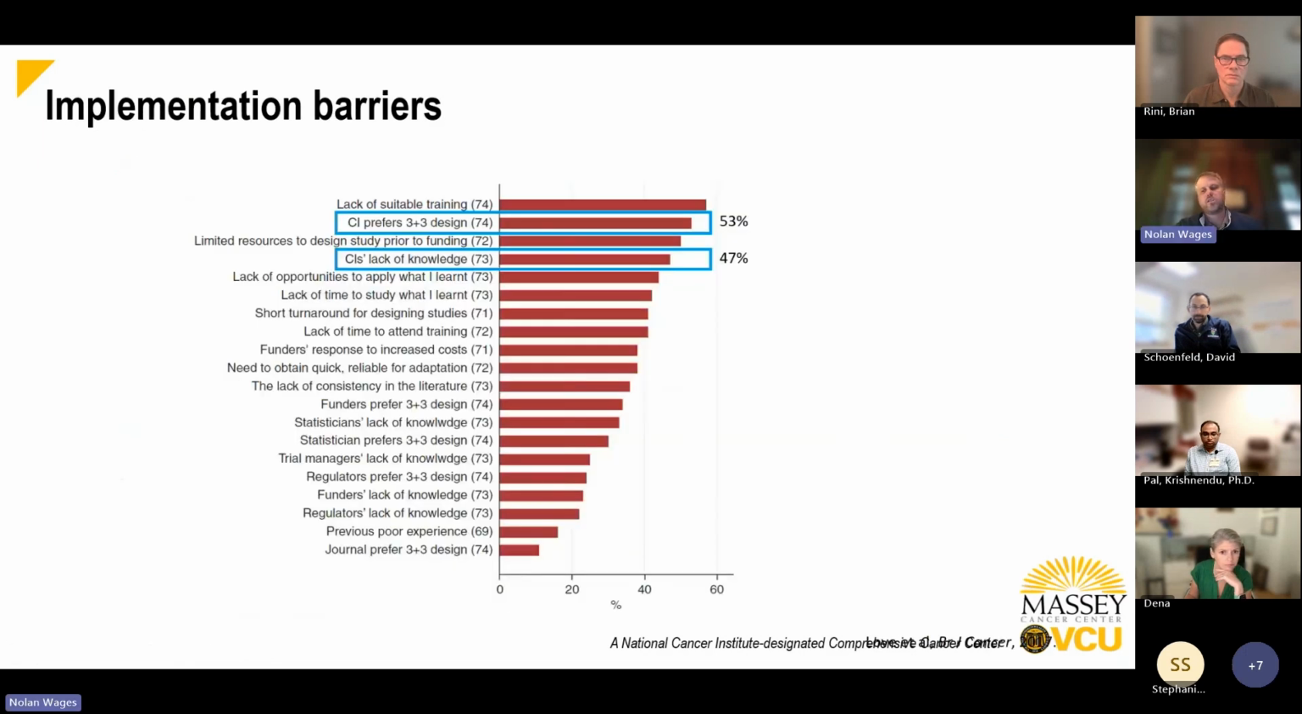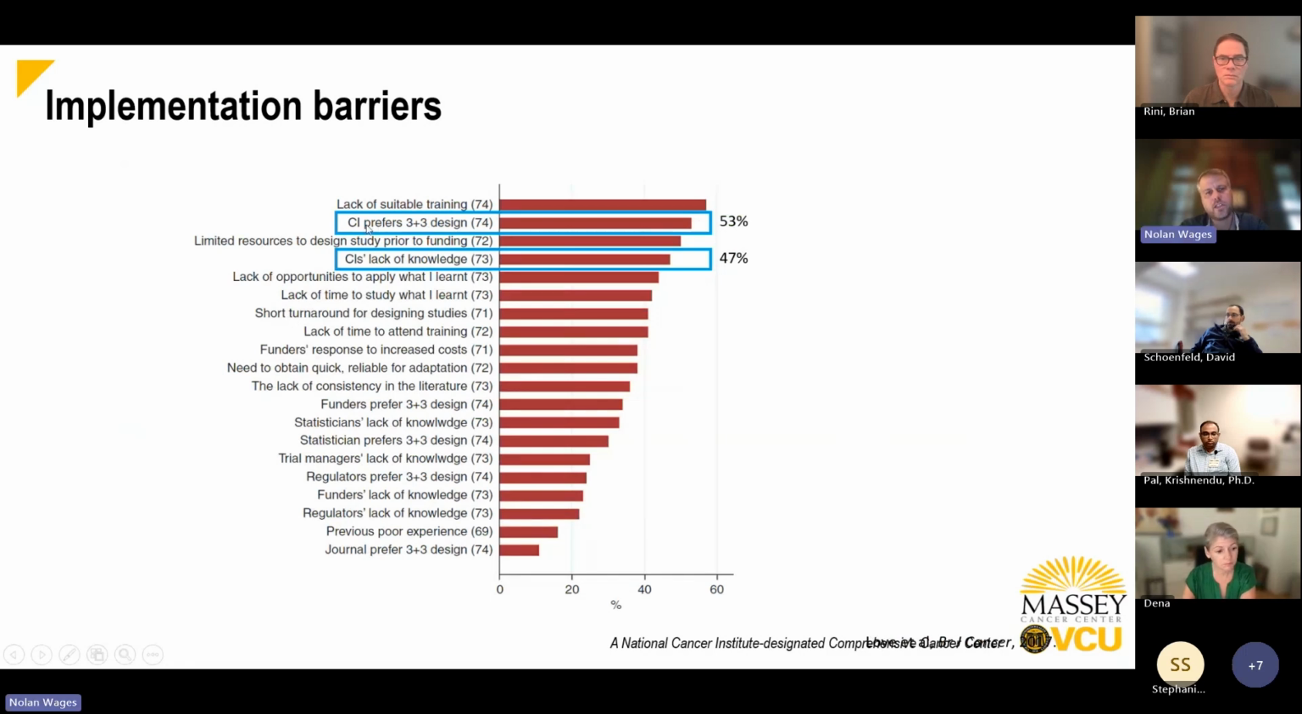Here are some implementation barriers to implementing novel designs. My reference here got blocked by the words, so this came from a British Journal of Cancer paper by Love and co-authors in 2017.